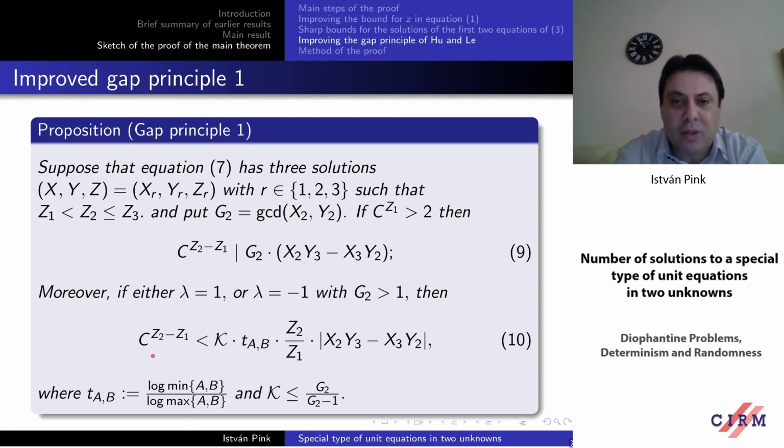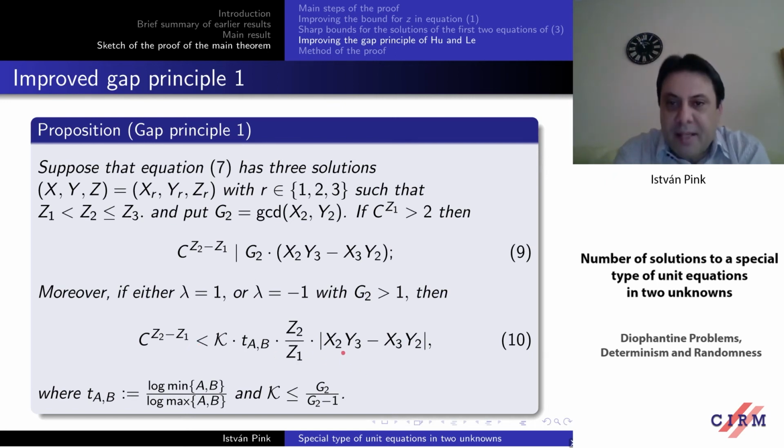Moreover, if lambda is 1 or minus 1, but g is large, then we have an upper bound for C to the z2 minus z1. Namely, we have a constant part here and the absolute value of the same quantity on the right-hand side. I would like to remark something here.